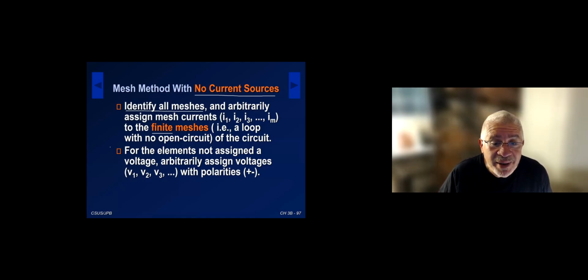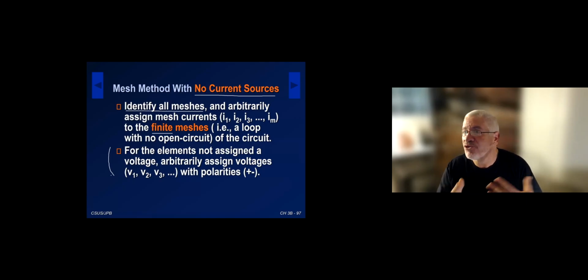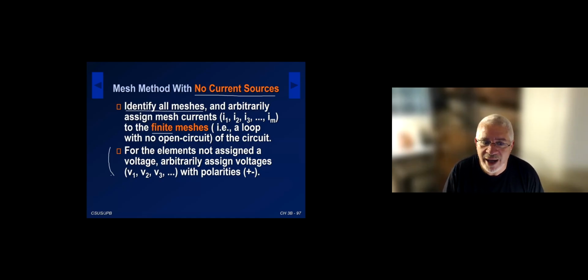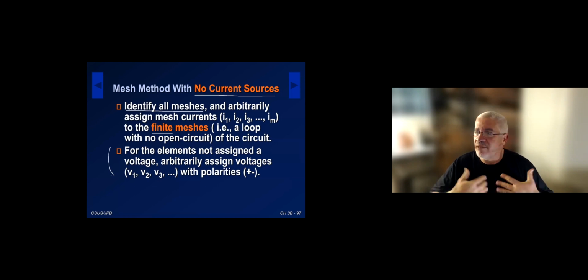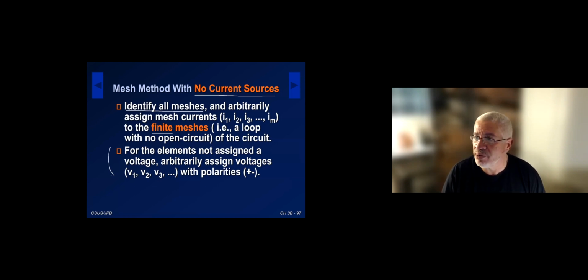So the next step is that for every passive element that doesn't have a voltage, we're going to insert a voltage, which means labels and polarities. When I say passive elements, I'm talking resistors. That's the only passive elements we have. And we're going to call them V1, V2, and so forth, and V3 without duplication.